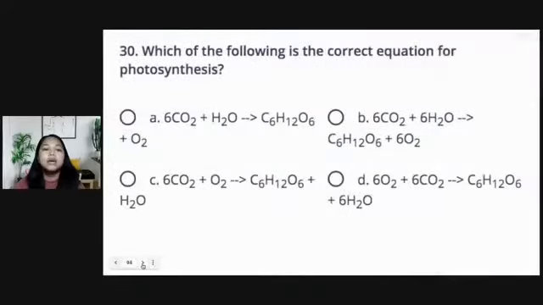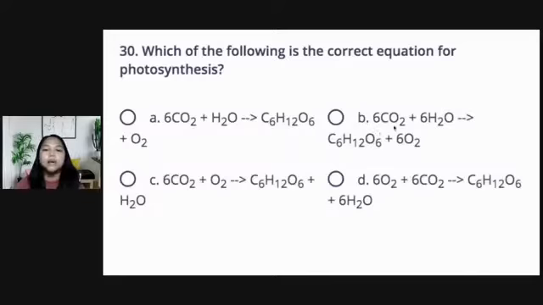Okay? We go to number 30. Which of the following is the correct equation for photosynthesis? Okay, you have the different equations there. This right here, letter A: 6 molecules of carbon dioxide plus 1 molecule of water, giving you 1 molecule of glucose plus 1 molecule of oxygen gas.